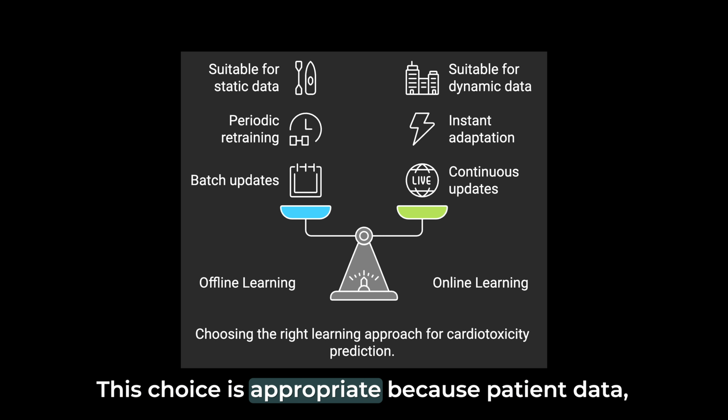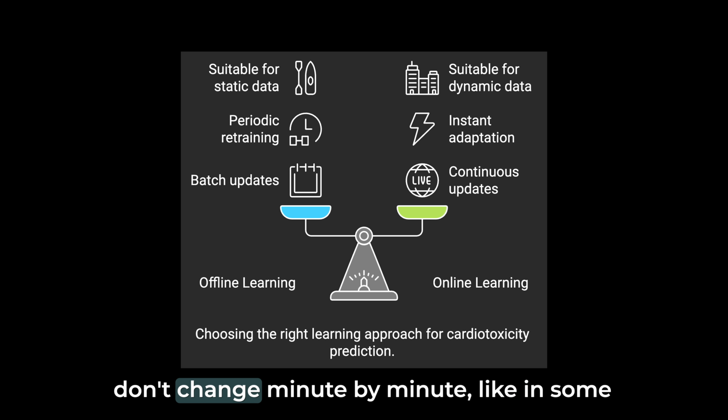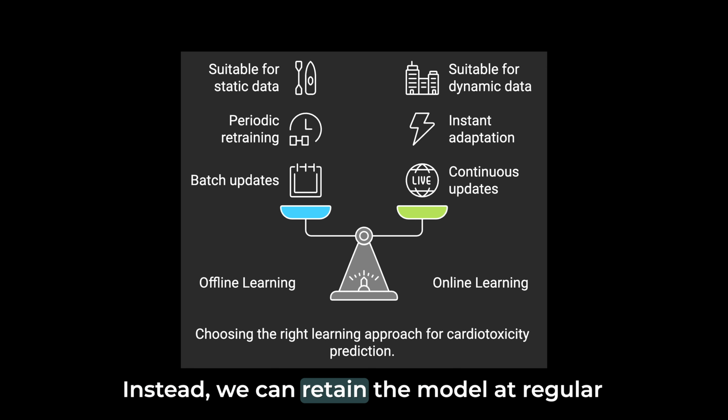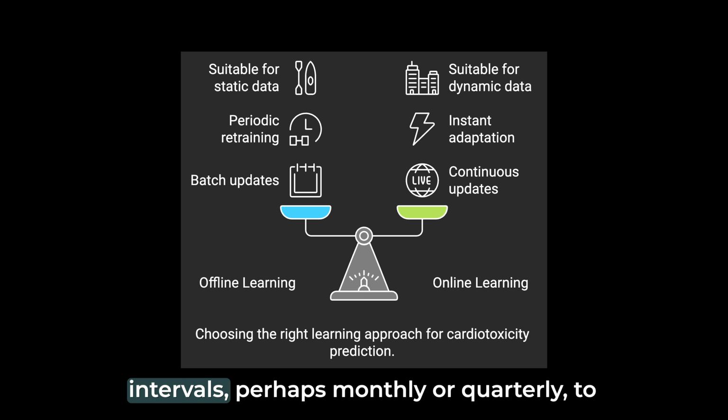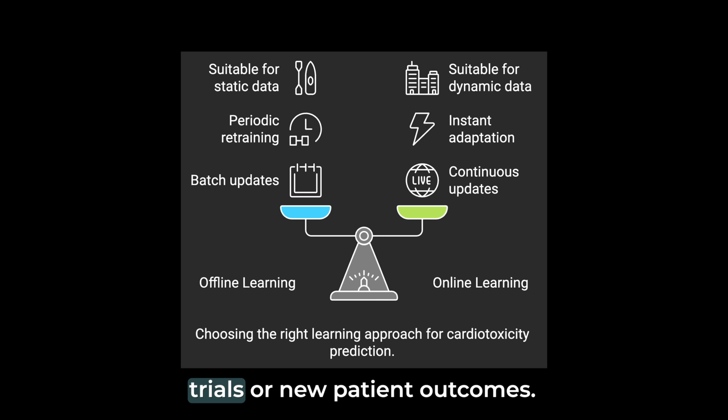This choice is appropriate because patient data, such as medication records and radiology images, don't change minute by minute, like in some real-world or real-time systems. Instead, we can retrain the model at regular intervals, perhaps monthly or quarterly, to incorporate the most up-to-date data from clinical trials or new patient outcomes.